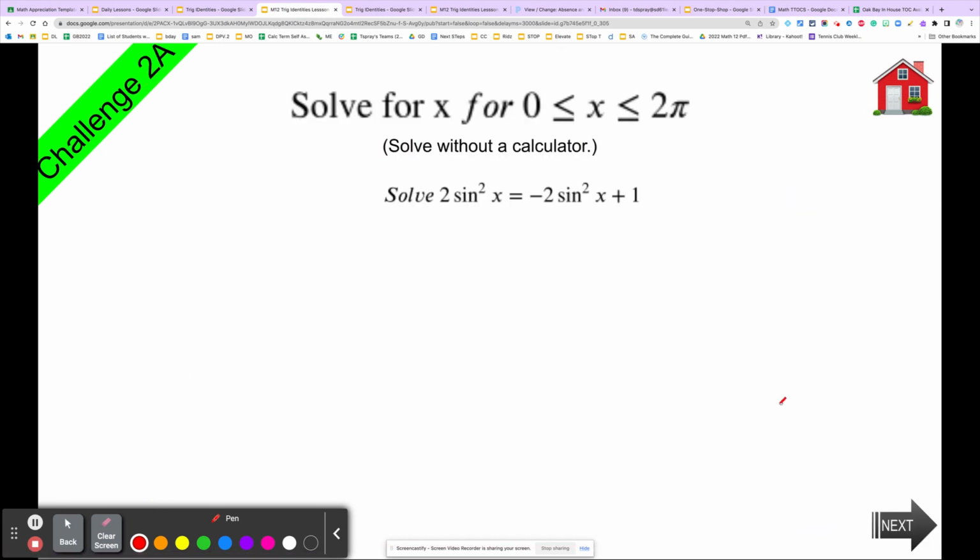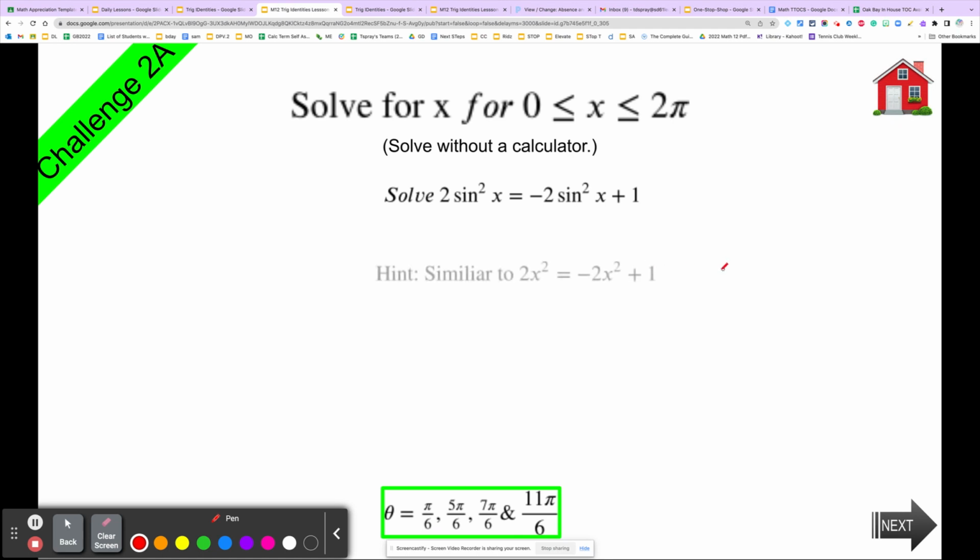So this one says solve 2 sine squared x equals -2 sine squared x plus 1. So what I want you to do is turn off the video, give it your best go, and then check in. There are some hints here for you if you need them. Okay. So I am going to pause the video, and you pause the video, and let's get back in just a sec. Okay. All right.